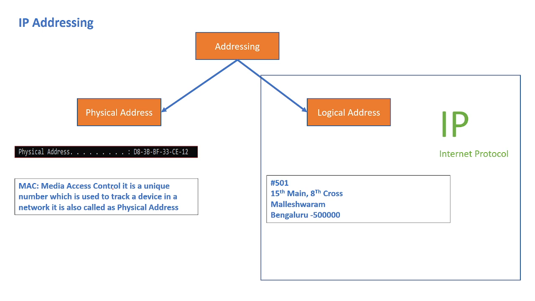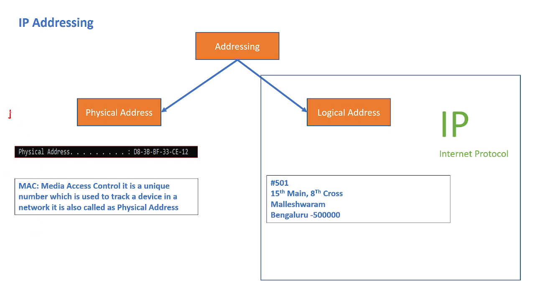This physical address is the address given by a manufacturer. It means the computer manufacturer will give an address to the computer hardware, and that address is unique in the globe. In the entire world, no other device will have the same address. It is unique in nature, and this physical address we also call a MAC address. MAC means media access control address, and this MAC ID resides in a device called the network interface card.